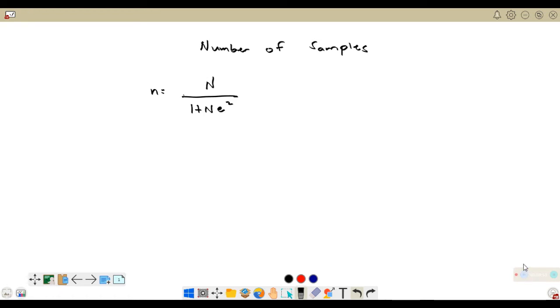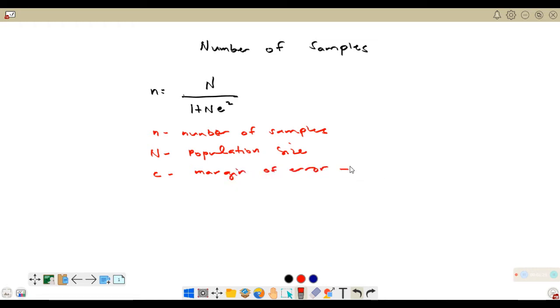So what are the meaning of small letter n, capital N, and E? So small letter n is the number of samples. Ito yung hinahanap natin. Capital N is the population size. E is the margin of error. So, si margin of error, you will decide on this.